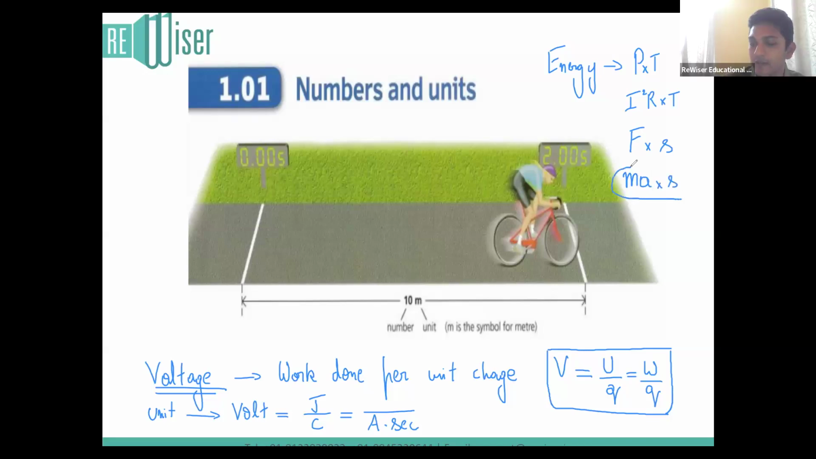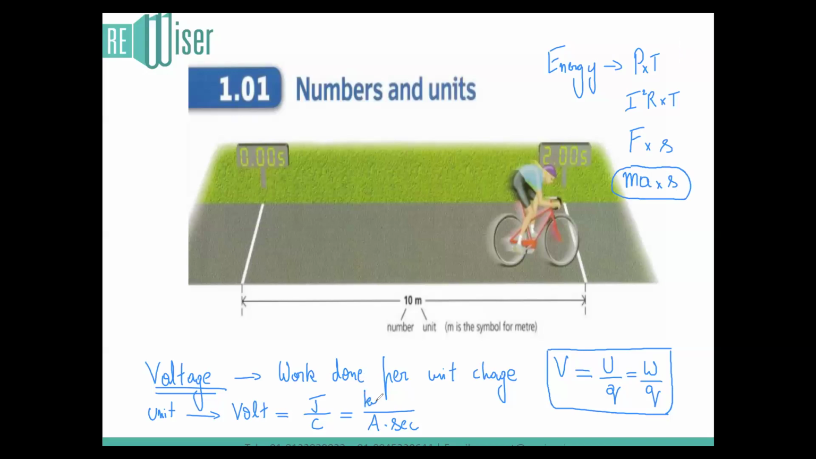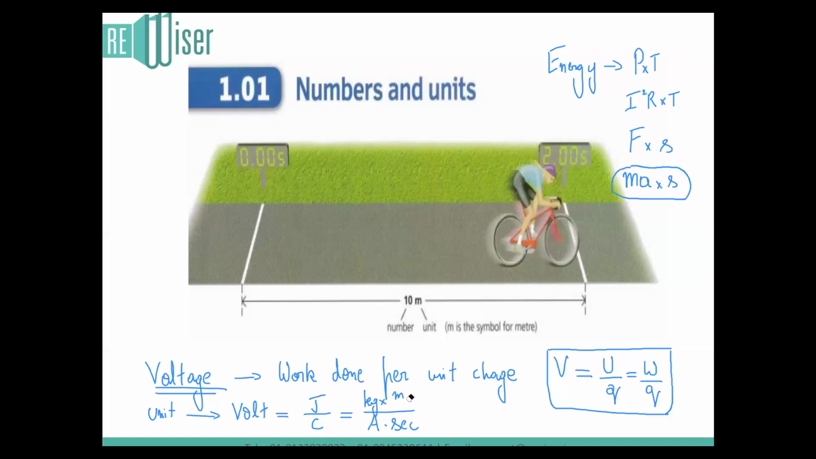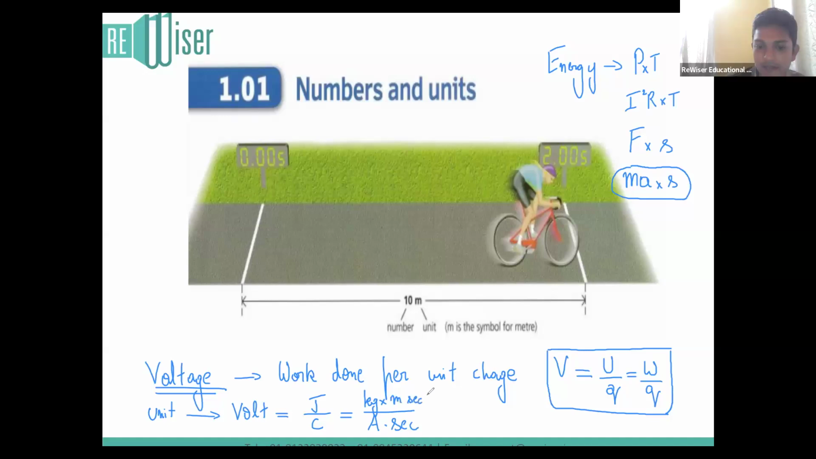So now write the units for these corresponding quantities that you mentioned here. M stands for mass, whose unit is kg. Correct. A is acceleration, whose unit is meter per second square. Correct. S is displacement, whose unit is meter. So kg meters per second square into meter.